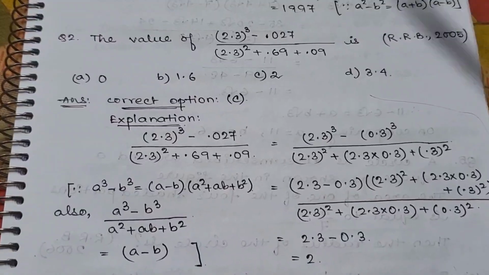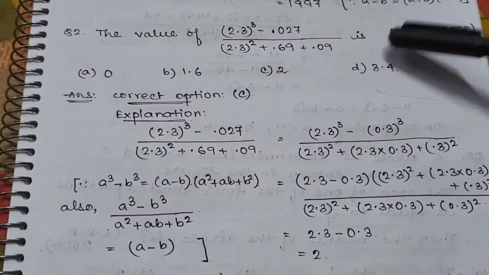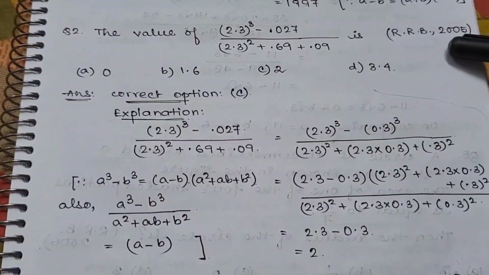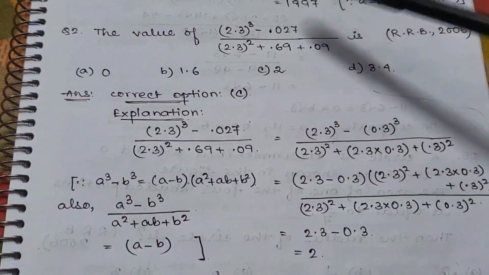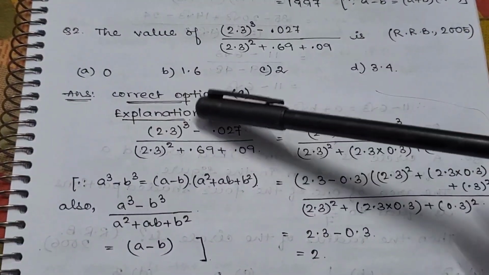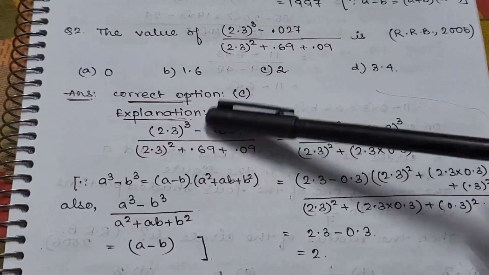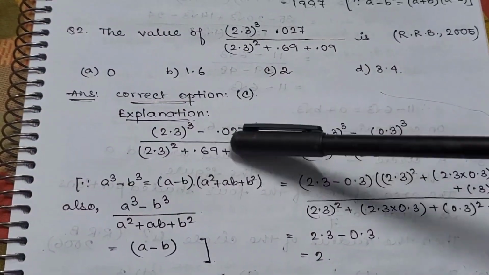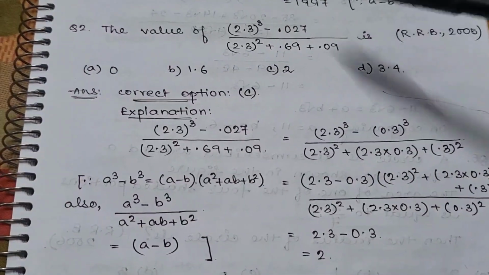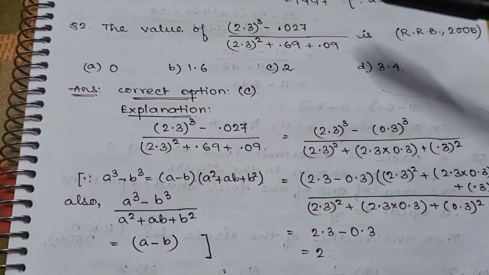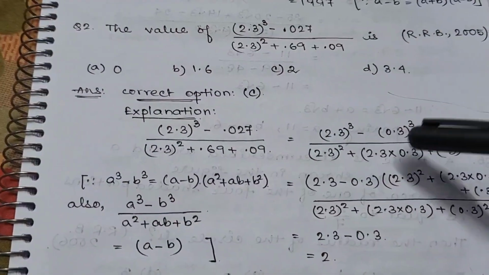So question 2. It says that we are to find the value of this expression. It is an RRB question of 2005. It is seen that the correct option is C. Now explanation. Now we see that the numerator is something to the power cube minus something. So our target is that we take this 0.027 as something to the power cube. Now 27 is the cube of 3. So 0.027 is the cube of 0.3.